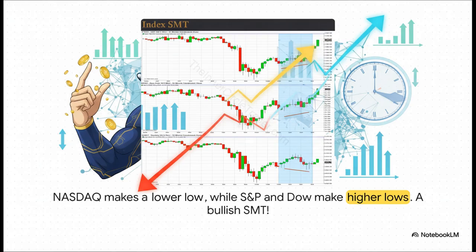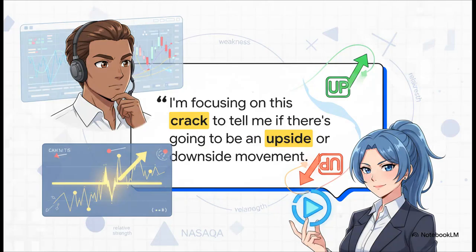It suggests smart money is scooping up the S&P and Dow, and they don't mind letting the NASDAQ dip a little to get their positions filled. And this is precisely how ICT uses this tool. He says it himself: I'm primarily focusing on this crack to tell me if there's going to be an upside movement in the S&P or a downside movement. It's not just a cool pattern, it's a high probability trigger for a trade.